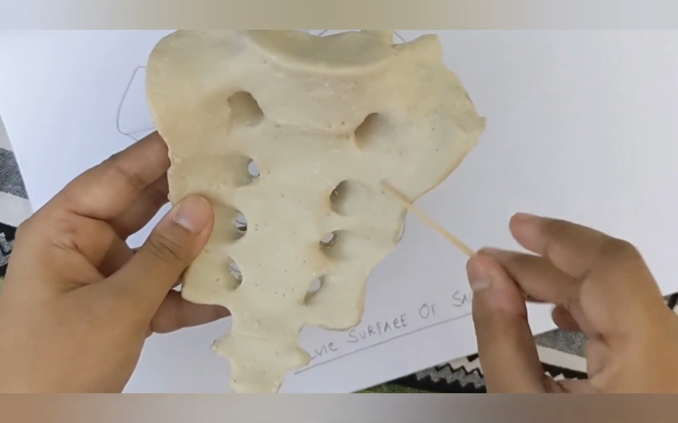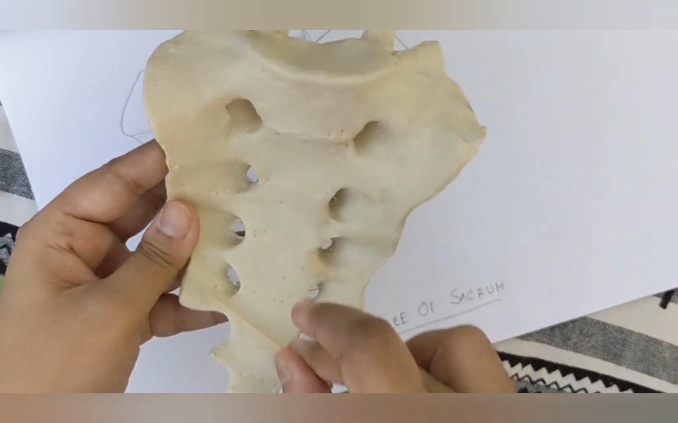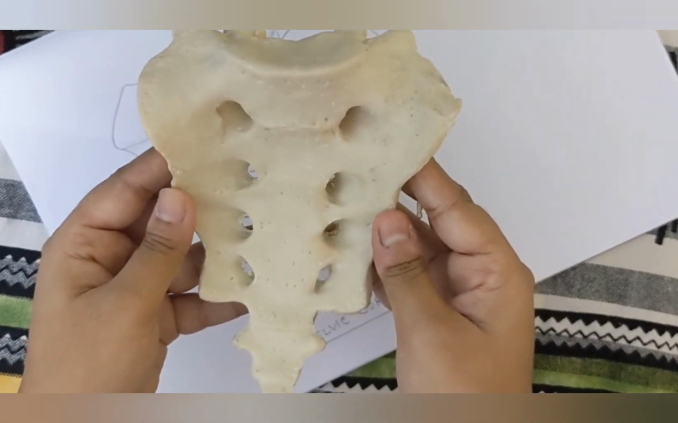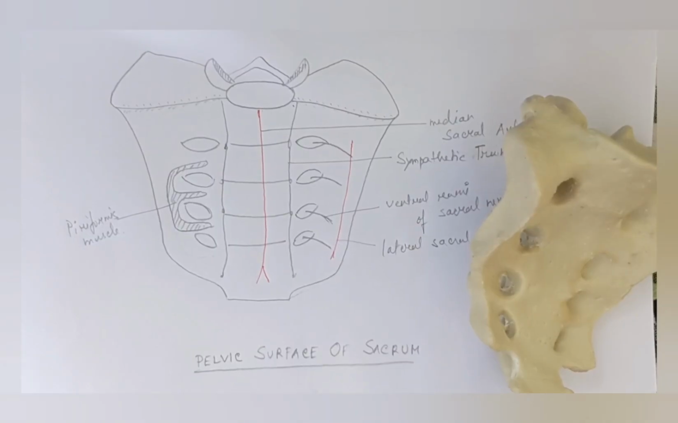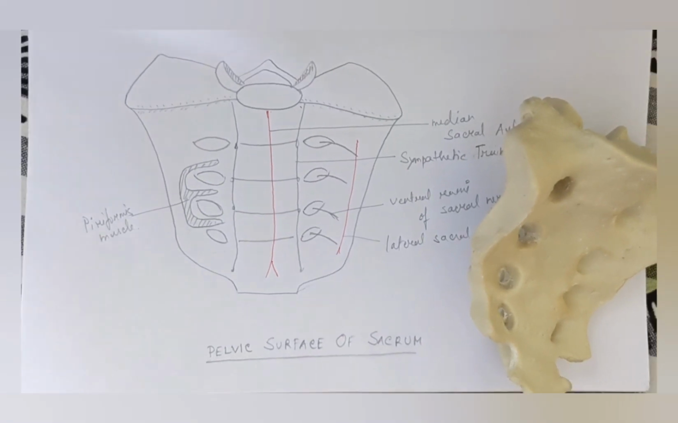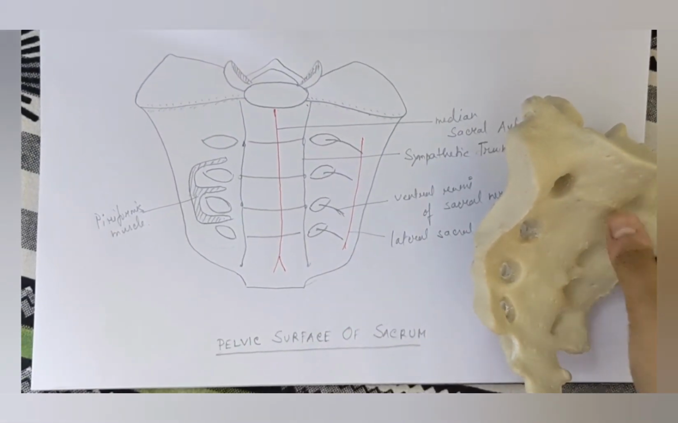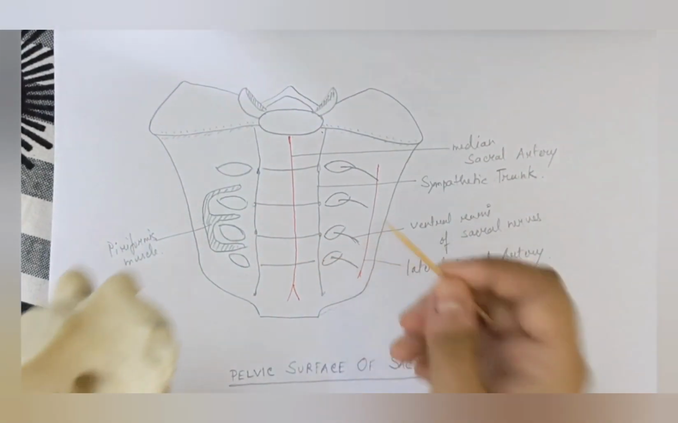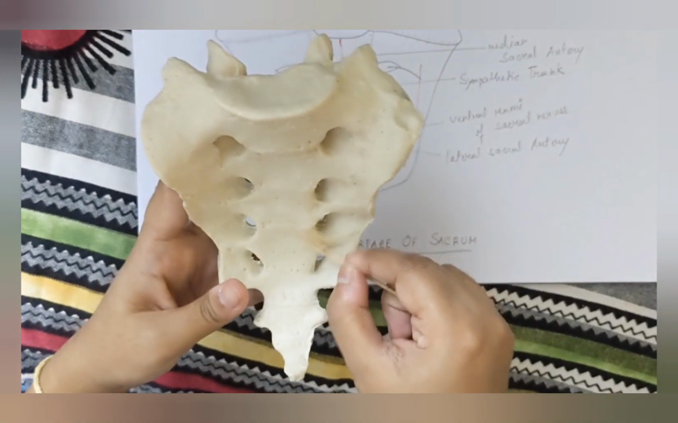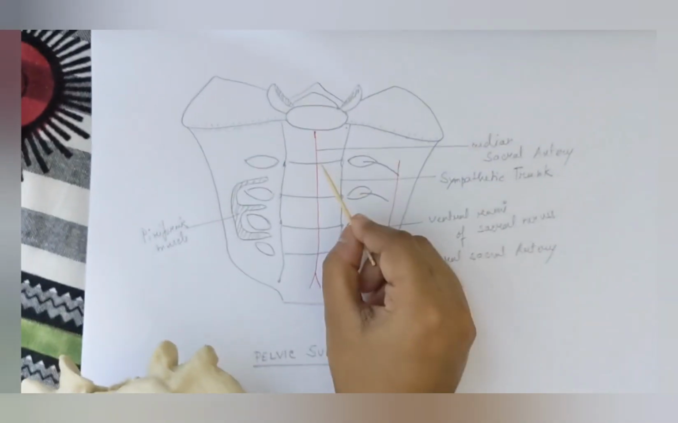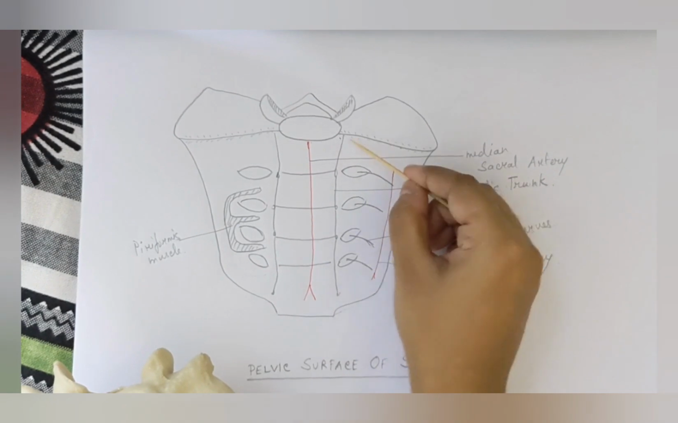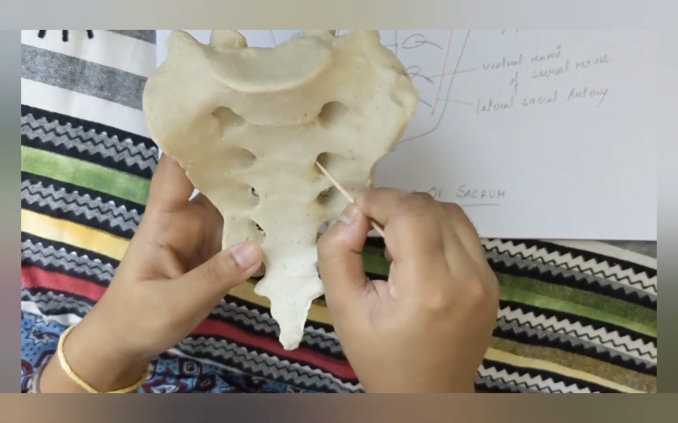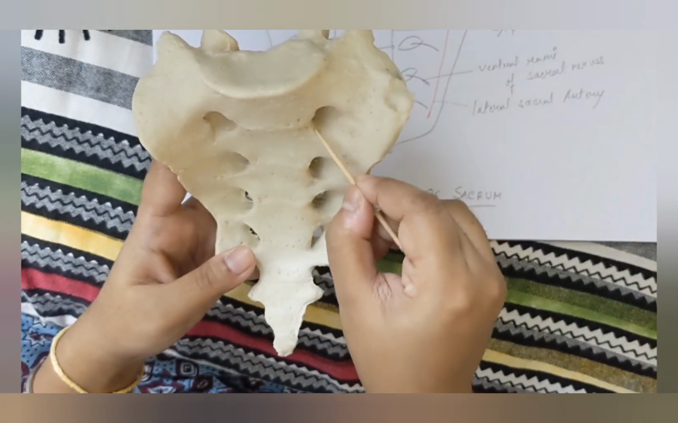These bony bars represent the costal elements of the sacral vertebrae. Further lateral, this portion is the lateral mass and it is formed by the fusion of the costal element and the transverse element. Now we will see the structures related to the pelvic surface of the sacrum. First, in the middle there will be the medial sacral artery. Then lateral to it will be the sympathetic trunk, related to the medial border of the pelvic sacral foramina.